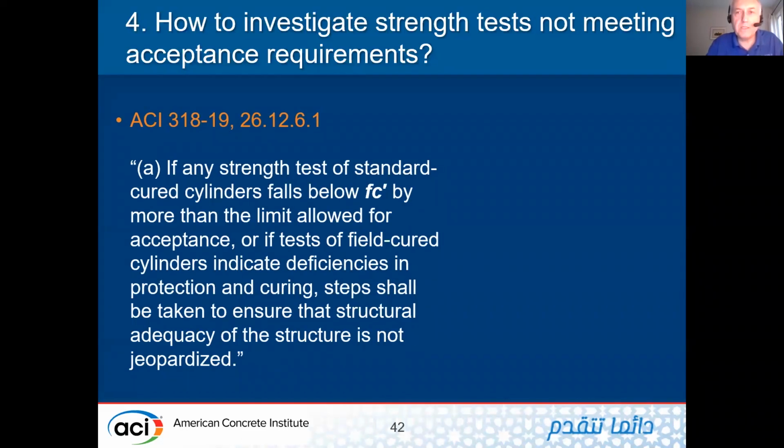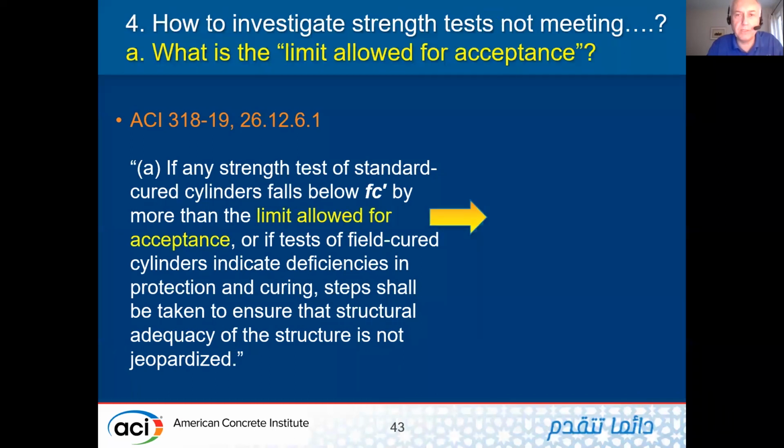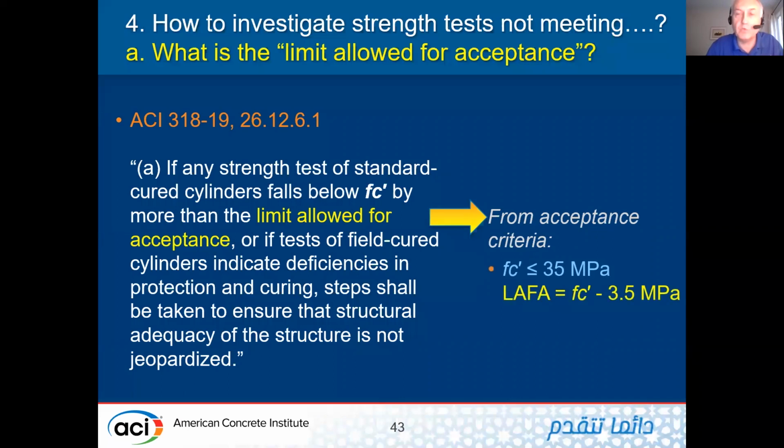But what does it mean to investigate those strength tests? Another provision in ACI 318, very long, so let's look at it in detail. The beginning of it says, if any strength test of standard cured cylinders falls below the specified strength by more than the limit allowed for acceptance, and again, the limit allowed for acceptance, this is what we talked about, depends on the specified compressive strength. So this is what you see on the screen.